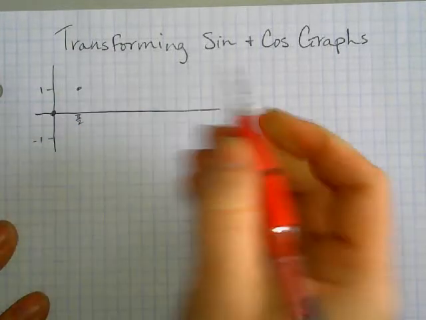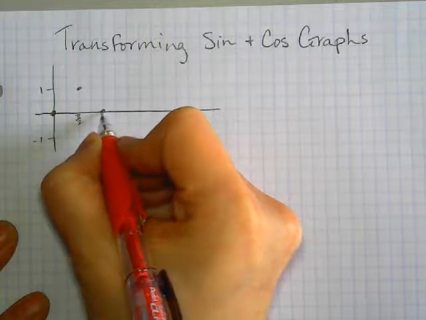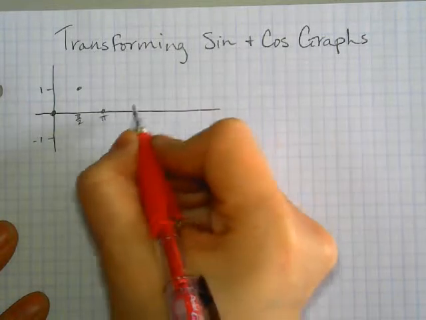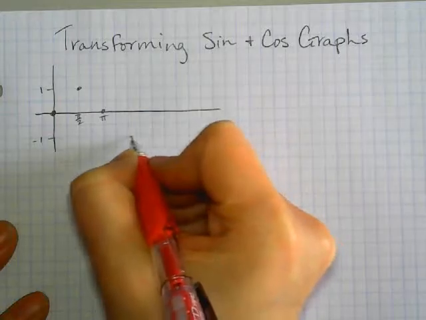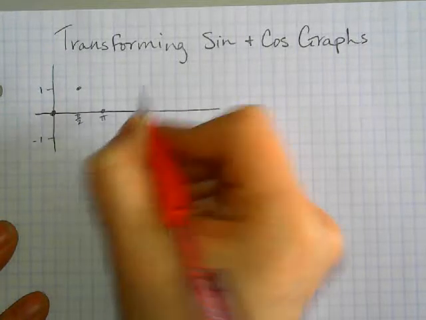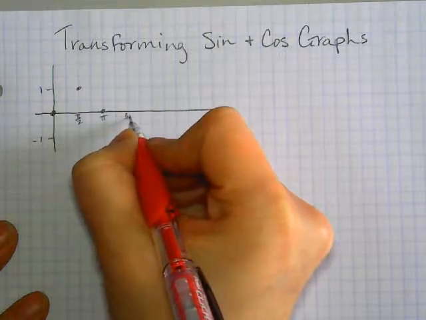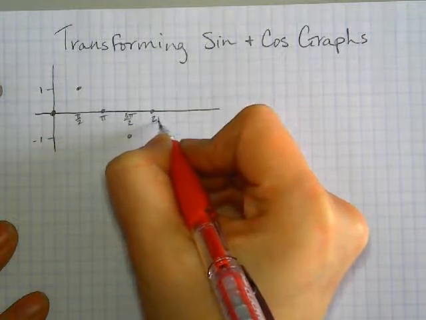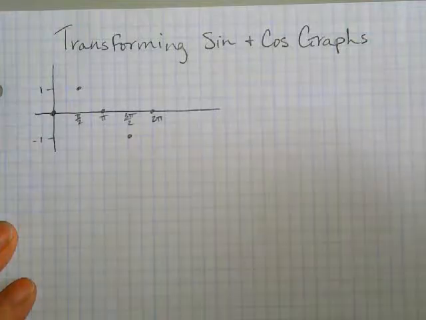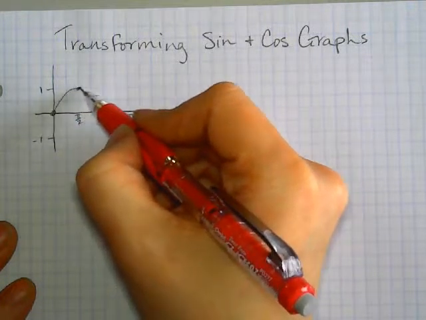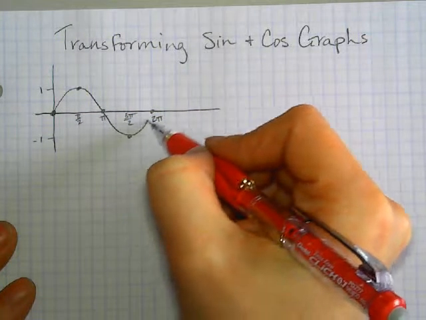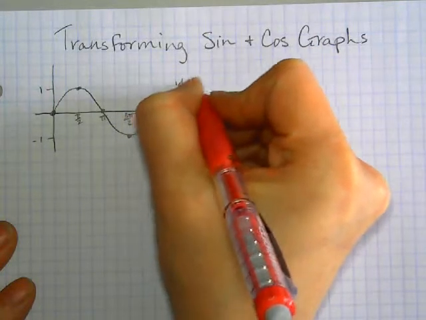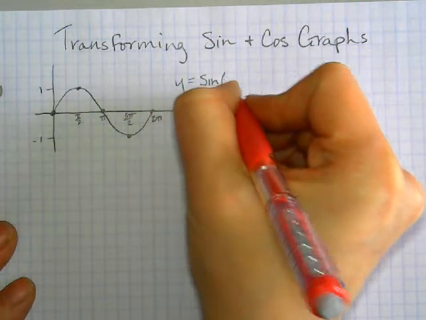At pi, you are back to your midline. At 3 pi over 2, you are back down. And then at 2 pi, you're back at your midline. So that is your standard parent graph. That is y equals the sine of x. Parentheses do matter on this, just an FYI. I'll show you why in just a little while.